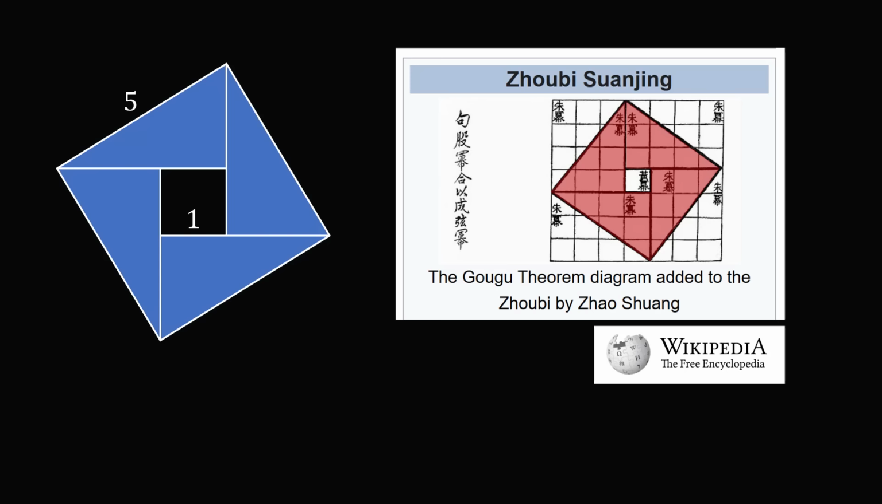It is known as the Gougu theorem in China. To give you an illustration of how this construction works, let's say we have a right triangle with a hypotenuse equal to c. One side is b and the other side is equal to a. So the square has a side length that's equal to c, and the small square inside will have a side length that's equal to a minus b.